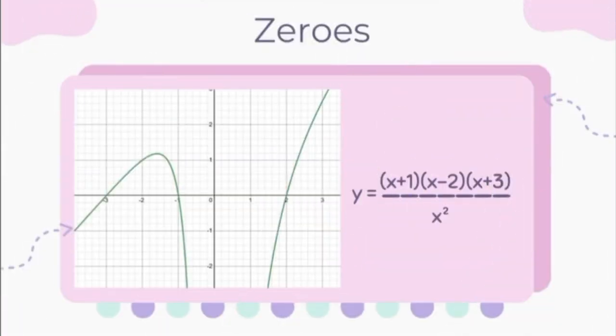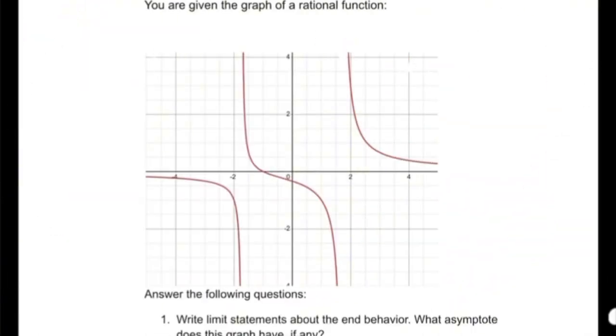Now we're going to talk about zeros, which are where the graph intercepts the x-axis and y equals 0. The zeros are the roots of the numerator. In this example, it's x equals -1, 2, and -3. You see they're plotted here, and the graph goes through them. The denominator does not affect this at all unless there is a common factor that you can cancel out.